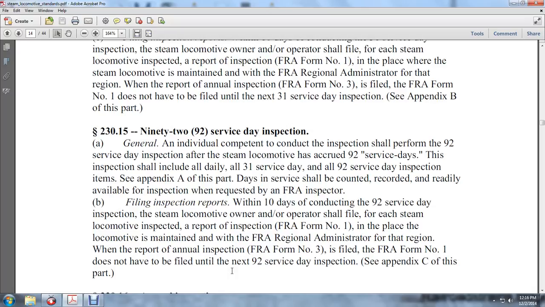(b) Filing inspection reports. Within 10 days of conducting the 92 service day inspection, the steam locomotive owner or operator shall file, for each steam locomotive inspected, a report of the inspection on FRA form number 1 at the place the locomotive is maintained, and with the FRA regional administrator of the region, unless the report of the annual inspection, FRA form number 3, is filed. FRA form number 1 does not have to be filed until the next 92 service day inspection. See Appendix C of this part.